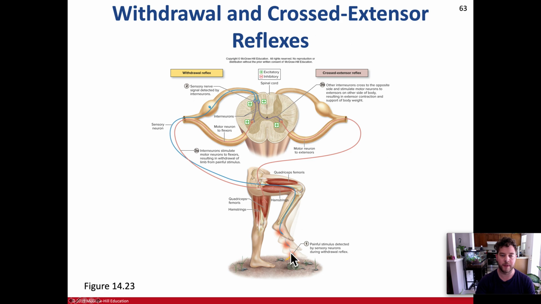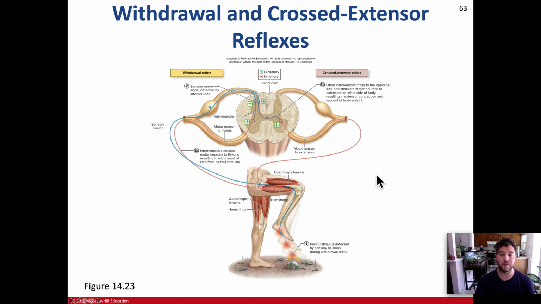Here is that representation of the withdrawal and crossed-extensor reflex. Again, it always starts with a stimulus. So a painful stimulus is detected by sensory neurons, goes up the body, traveling this blue line through the posterior ganglion, the posterior root, and into the gray matter where it is processed. And then again, you have this interneuron following your withdrawal reflex, and this other interneuron initiating your crossed-extensor reflex.